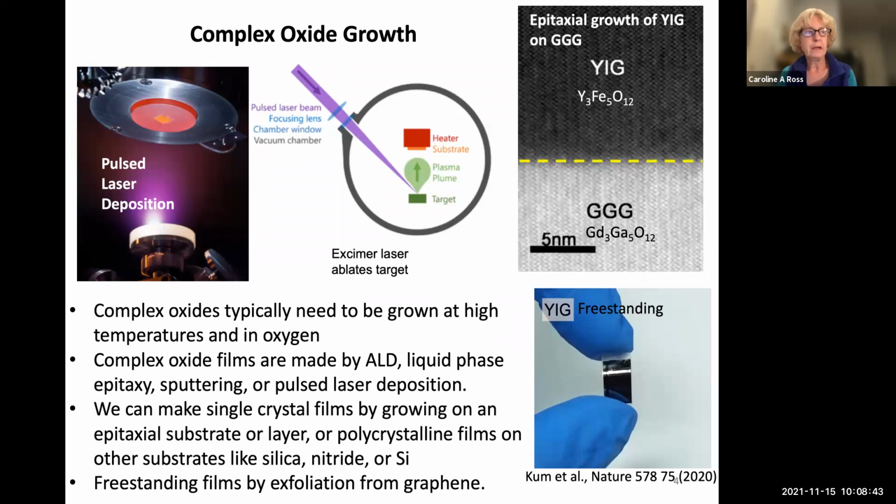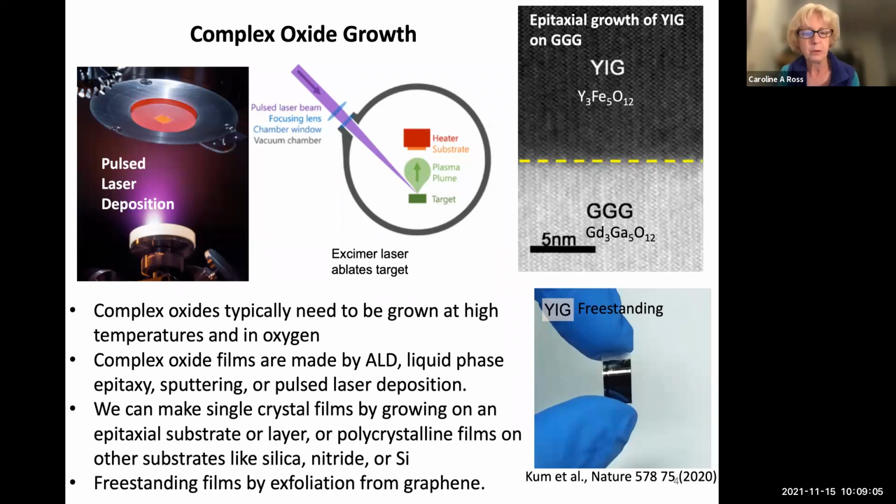And in general, one can translate the processes that we develop with PLD into other modes of making the material. Now, we can make single crystal films like the one shown up here. This is a YIG, yttrium iron garnet, on top of a garnet substrate. So we can make single crystal films using epitaxial growth.